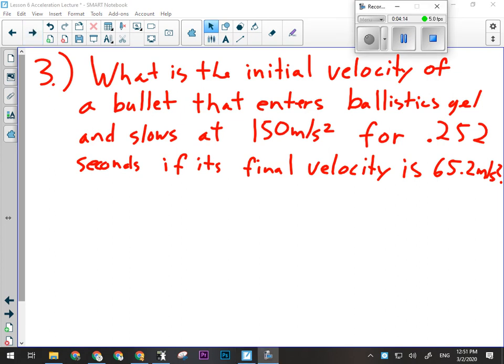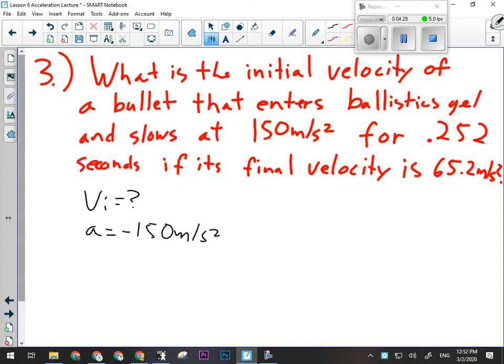So we are looking in this one, okay, for the initial velocity. So we're looking for VI, okay, of a bullet that enters ballistics gel and slows at 150 meters per second squared. So that's our acceleration, and it's going to have to be negative, okay, because it's slowing, right? It does that for 2.2 seconds, okay, and its final velocity is 65.2 meters per second, and that would obviously be in a forward direction. The bullet can't go backwards after hitting the ballistics gel.